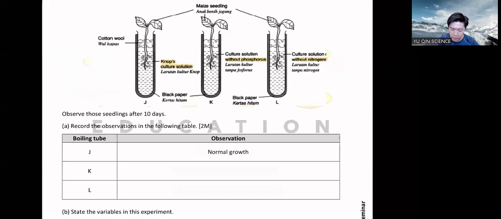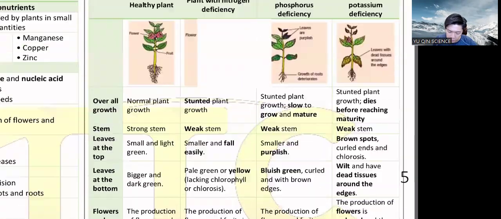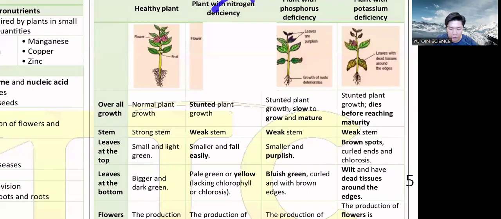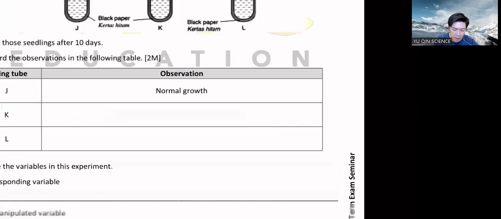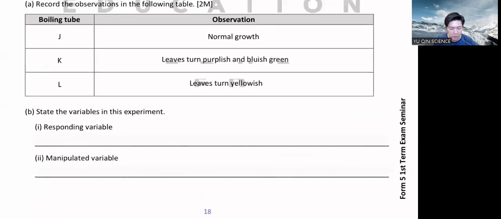Okay, so it's asking for the color of the leaf. Remember, in an experiment we always write the color of the leaf, right? Observation. Okay, so for everybody, without phosphorus, what happened? The color is purplish and bluish. Then the next one, without nitrogen, the color is yellowish. Okay, so memorize a bit on the colors.